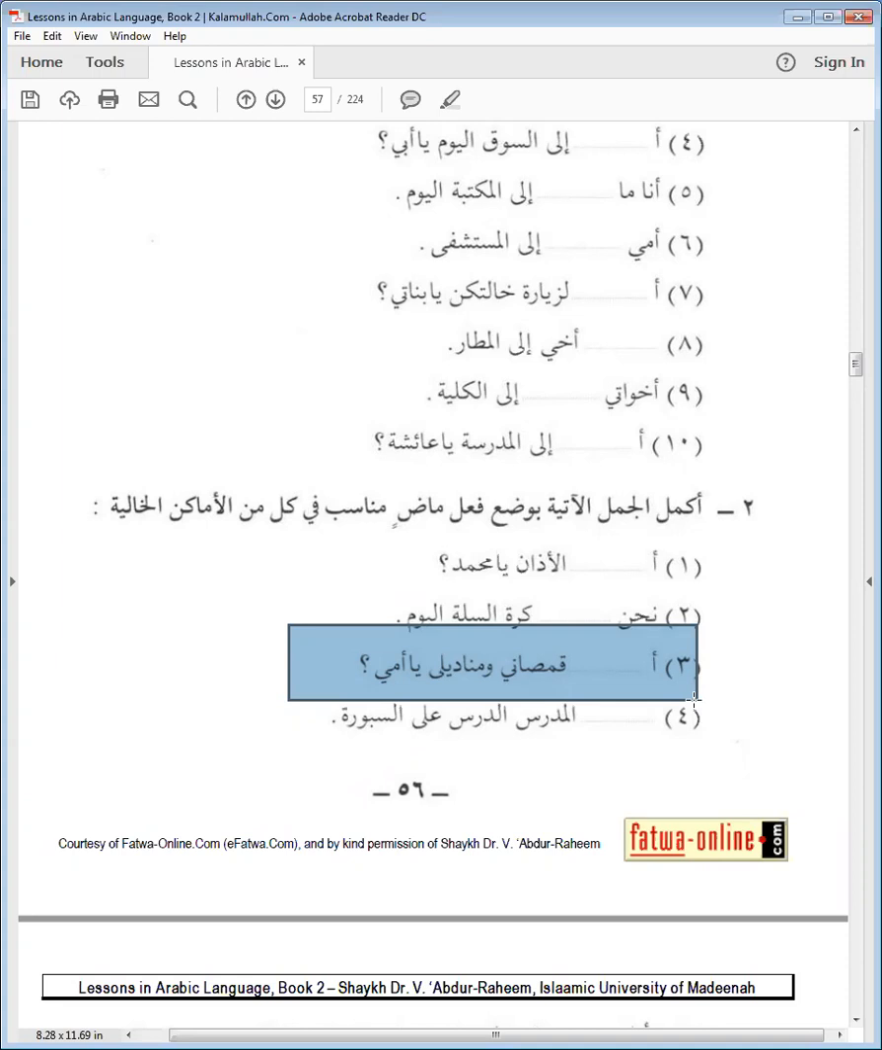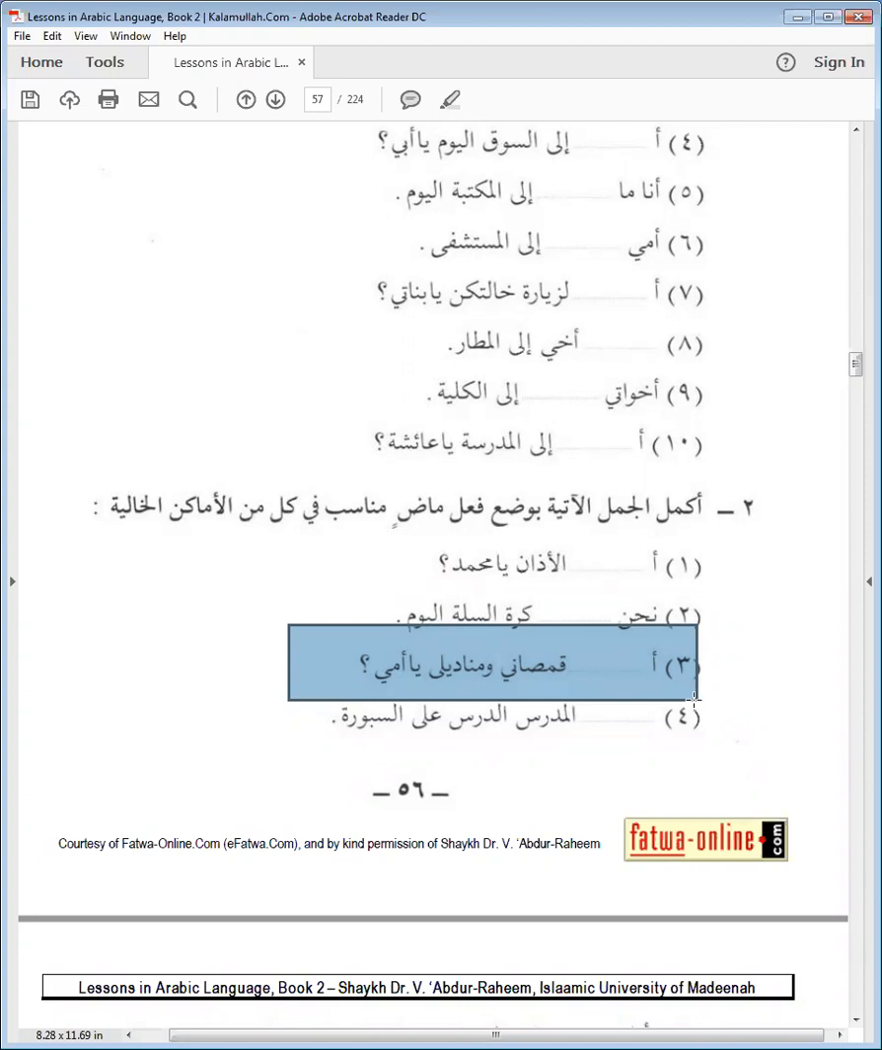Manadili, and my handkerchiefs. Right? So manadil is plural of mindil. Mindil, manadil. So you can just jot it in there. Mindil with a ya before the lam. Mindil, dal, ya, and lam. Mindil. Plural is manadil. Right? Similarly, qamis, plural is qumsan. Good. So it's shirt and handkerchiefs.